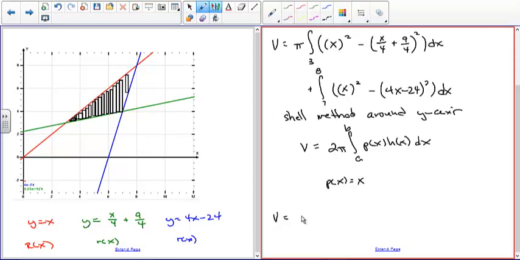So we'd have 2 pi times the integral from 3 to 7, same limits. P of x is x. This x comes from the fact that anytime you rotate around the y-axis using the shell method, that's the value that you use.